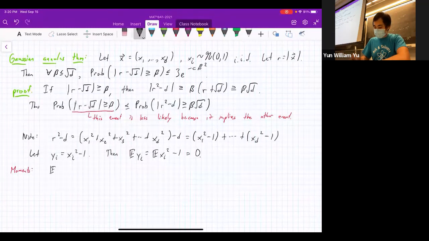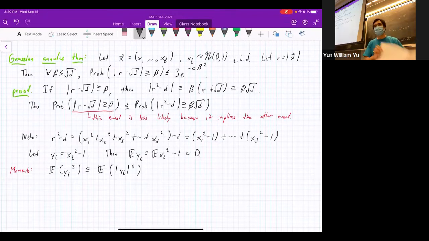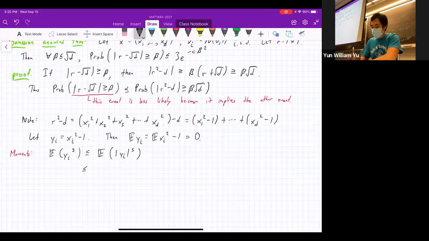So what are the moments of this thing? We have the expectation of yi. I'm going to use s because that's the power that we used in the other theorem. So the expectation of the s moment of yi is less than or equal to the expectation of the absolute value of y to the s, because you're just taking an absolute value. And we can also conclude that this is less than or equal to the expectation of 1 plus xi to the 2s. This logic takes 2 steps.